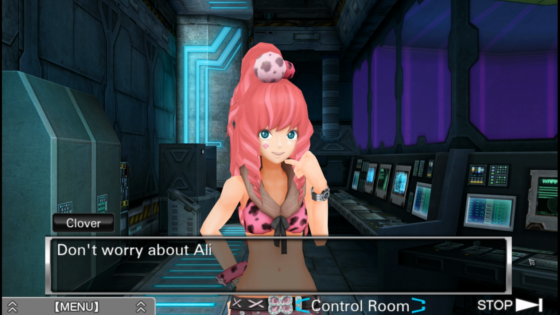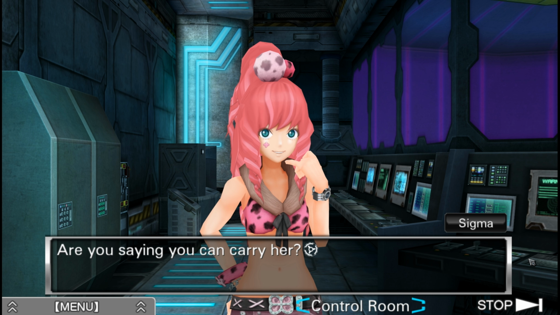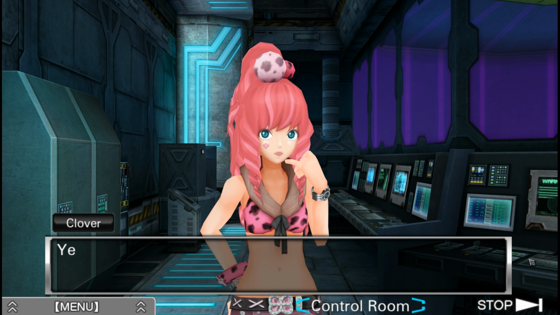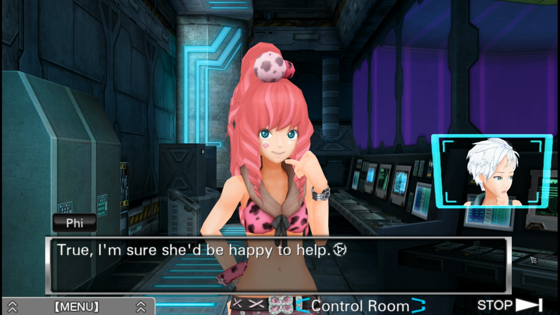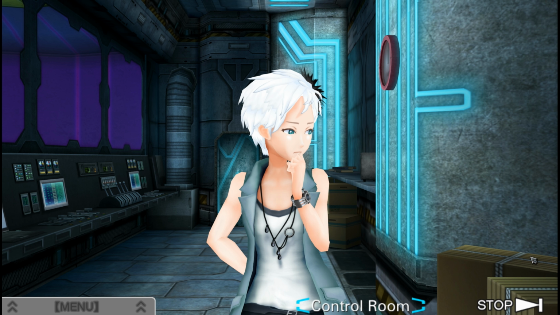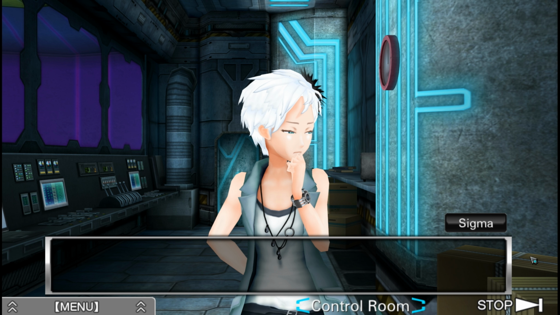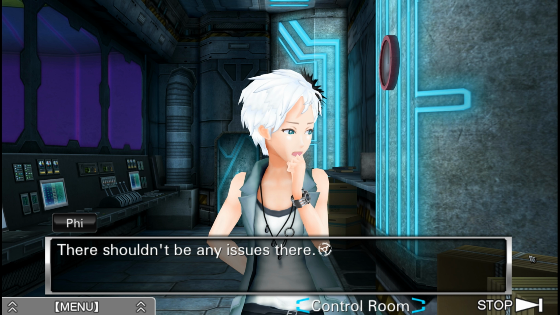Don't worry about Alice. I'm on her team. Are you saying you can carry her? Yeah. Really? Well, I can get Luna to help me. True. I'm sure she'd be happy to help. What about Quark? He's on Kay's team. There shouldn't be any issues there. Yeah, Kay can definitely carry him.